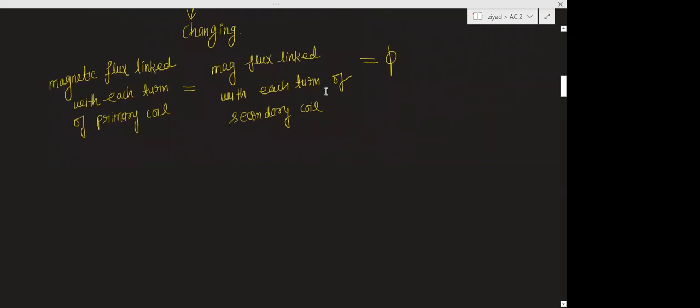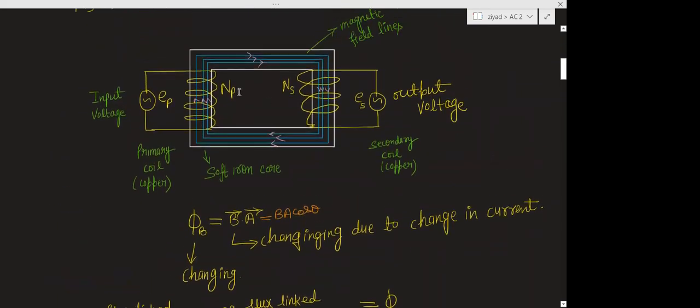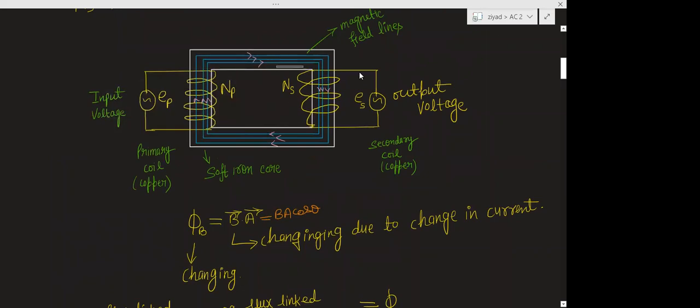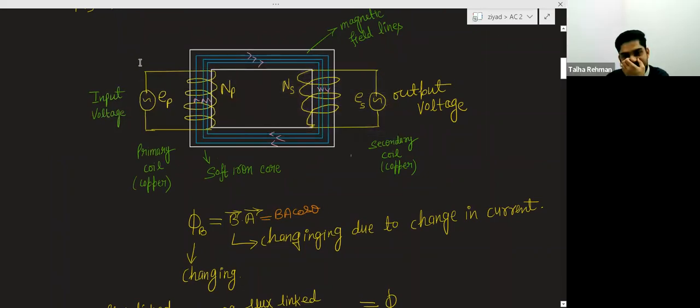So that only happens in the primary coil, right? This coil is the primary coil, and this coil is the secondary coil. And the magnetic flux linked with the primary coil is equal to the magnetic flux linked with the secondary coil. Why? Because the number of magnetic field lines crossing the primary coil is equal to the number of magnetic field lines crossing the secondary coil.